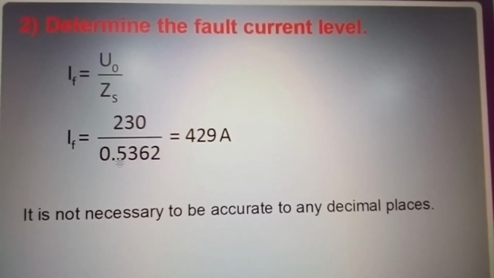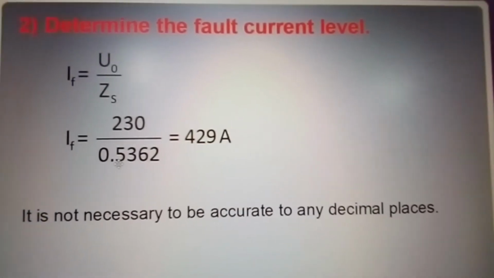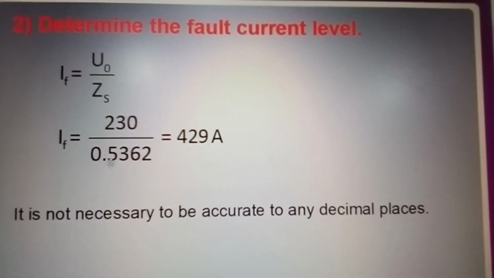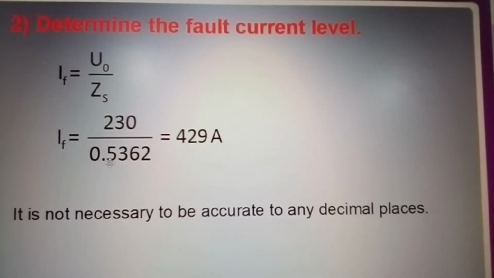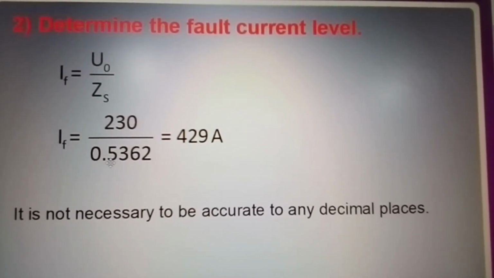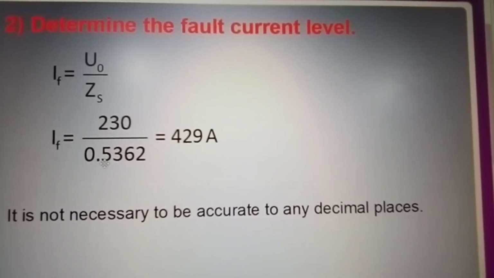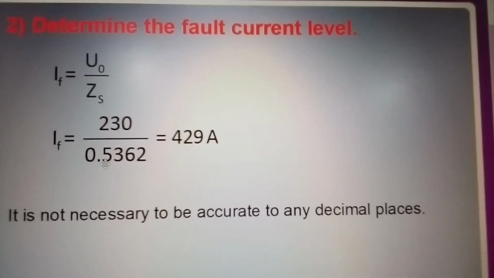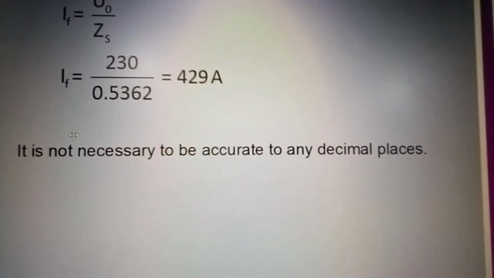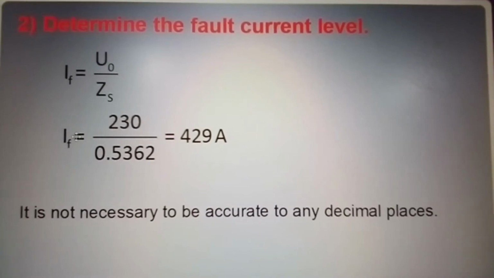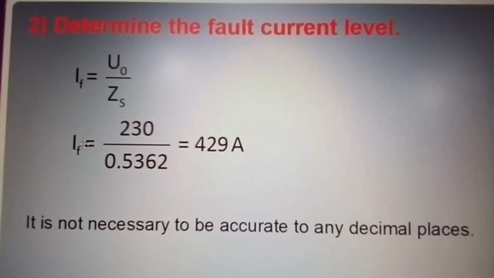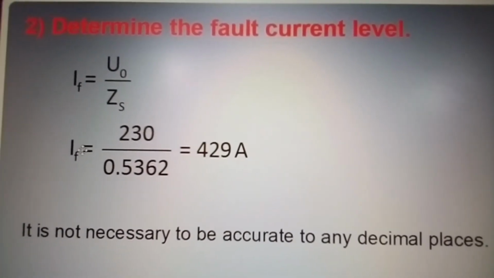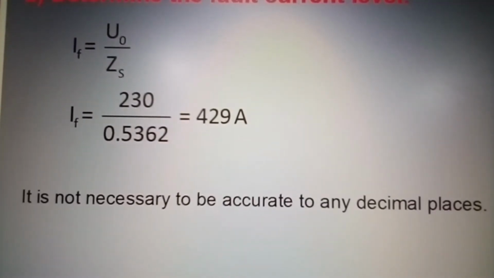One of the things that some of these things can do is give you wrong information, or the calculation wasn't done correctly. So check it, check it, check it. 230 over 0.5362 equals 428.9, but yes, it will be 429 amps. Okay. That is good. Good. Thank you.